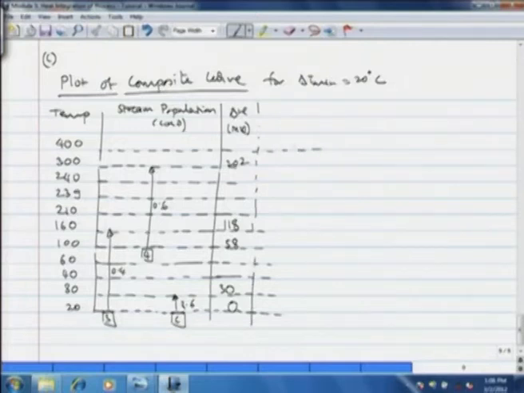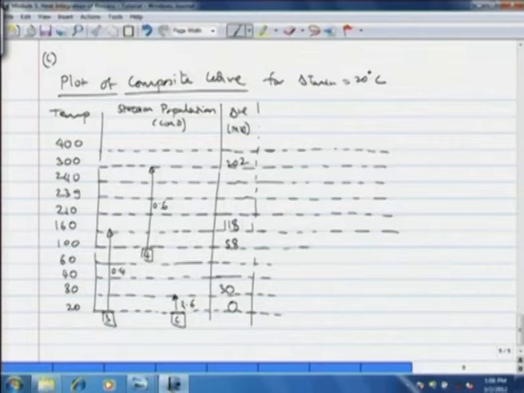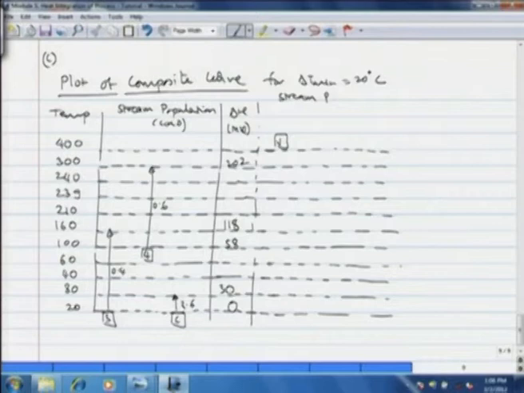Similarly for hot composite curve. First of all we have to give the stream population. I am extending the temperature interval lines. Now we have the first hot stream, number 1 stream, going from 400 degrees to 60 degrees.